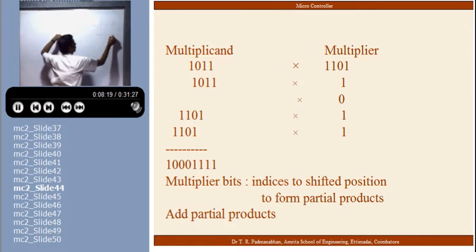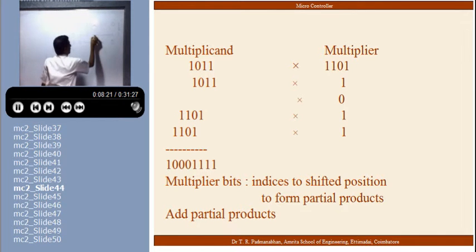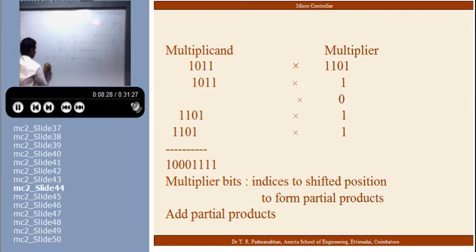This is the partial product of this bit. For this one, I get the partial products. Then I just add.